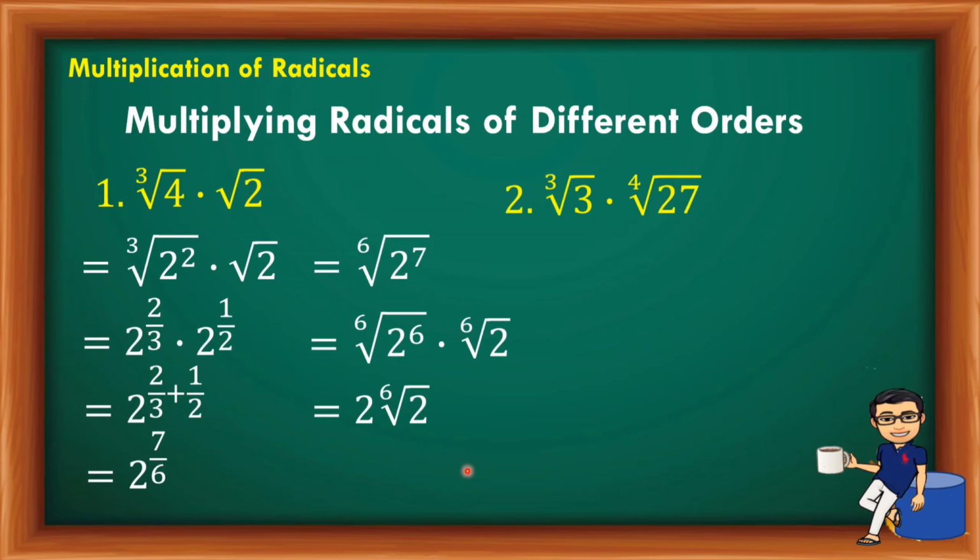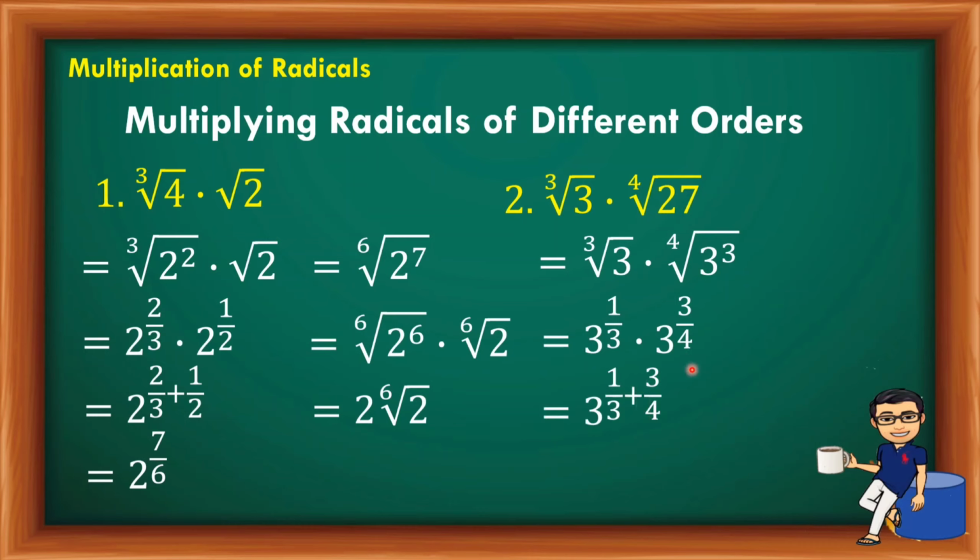Sana nasusundan. Let's have the next one. Cube root of 3 times the 4th root of 27. Same process. Alin ang pwedeng i-change? 27, kaya magiging 3 to the 3rd. O parehas na halos itong radicand dito at yung base ng radicand dito. So change na natin sa rational exponent. 1/3 ito, ito ay 3/4. Okay? So laws of exponent, i-add na lang natin. So LCD ng 3 at 4, 12. Tapos pag sinolve natin yan, magiging 13/12.